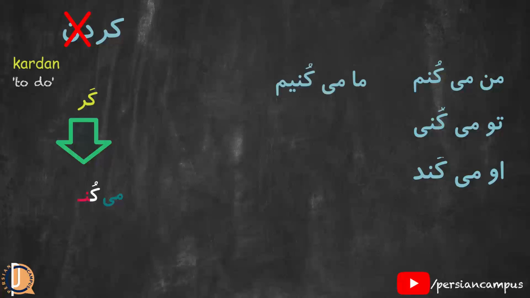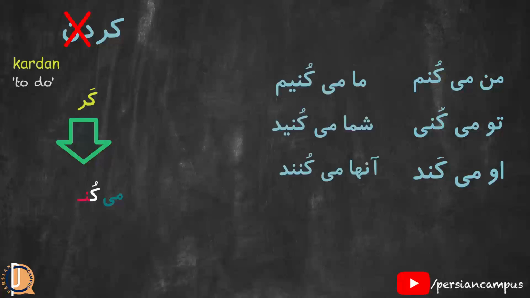Of course, we always can find some rules for even the irregular verbs, but it is easier to memorize them. At the next step, we add می to the beginning of the verb, and that would be میکن. Now we can add the endings. من میکنم، تو میکنی، او میکند، ما میکنیم، شما میکنید، آنها میکنند.